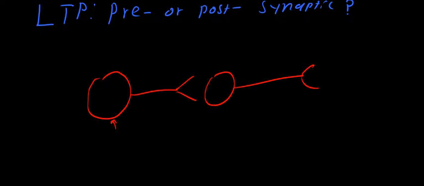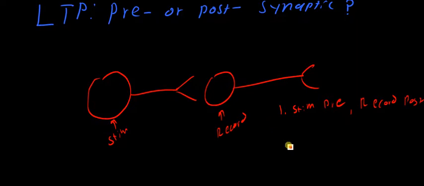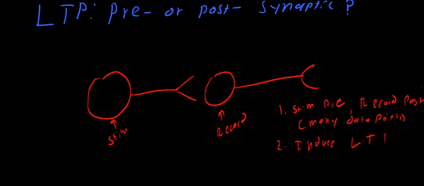And in these experiments, we will be stimulating this presynaptic neuron, and we will be recording from this postsynaptic neuron. The basic series of steps that we go through in these experiments are to first stimulate the presynaptic neuron and record from the post, right immediately after that stimulation. And we would do this many times, so we'd get many data points to get a good sample. And then we would induce LTP.